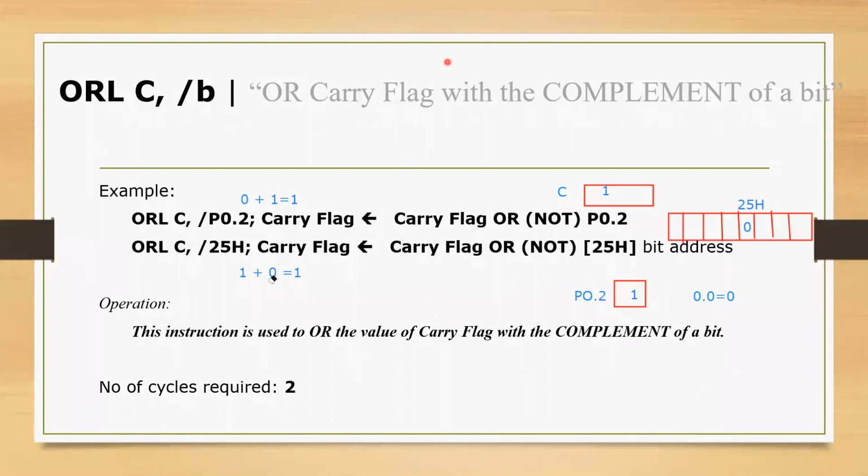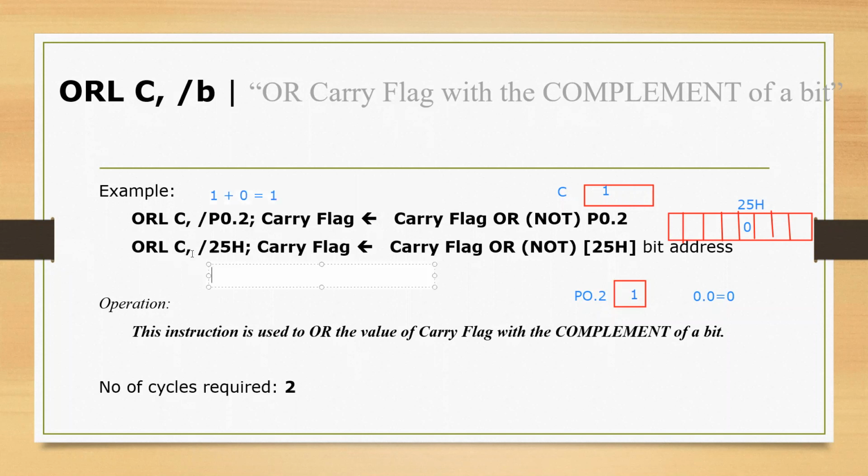Here the next instruction is ORL C, /P0.2: OR the carry flag with the complement of a bit. The carry flag contains the value 1, and 1 is ORed with /P0.2. So what is the value in P0.2? The complement of that is taken. So you get 1 plus 0, which is 1, and this 1 will be stored in the carry flag. The result is stored in the carry flag.